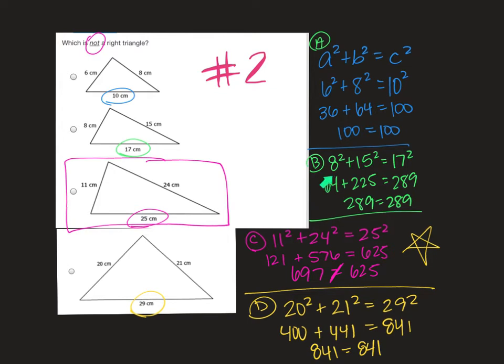B, we also plugged in the numbers here. We saw again that it equaled, so that means that is a right triangle. So it is also not our answer.